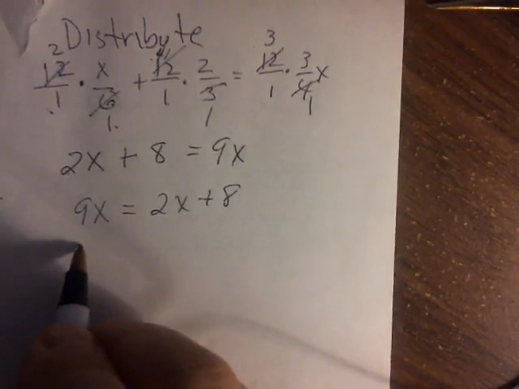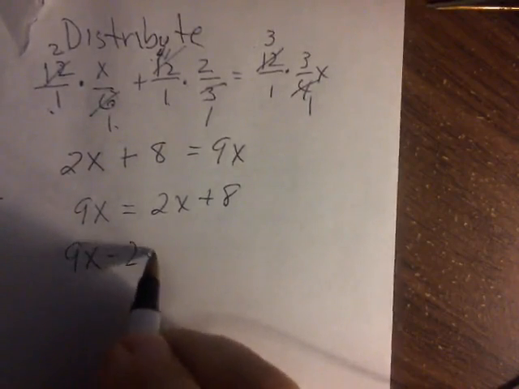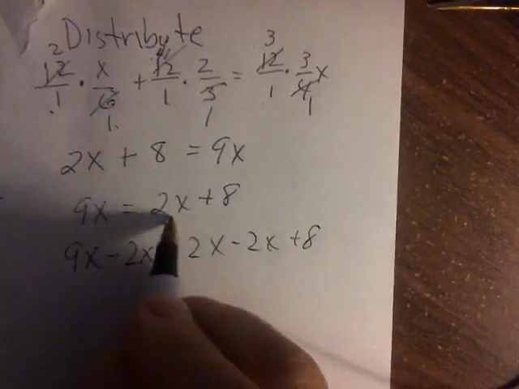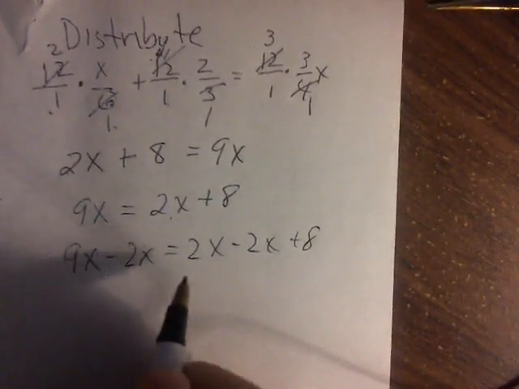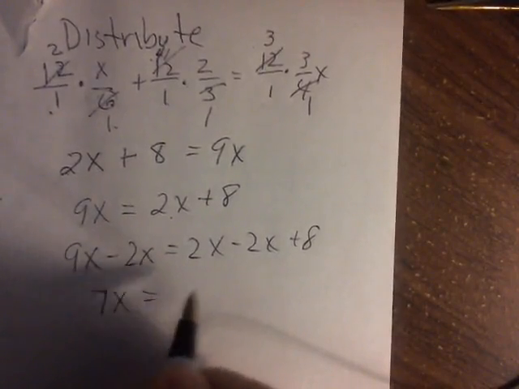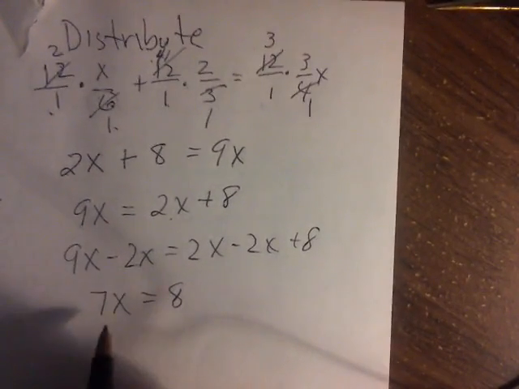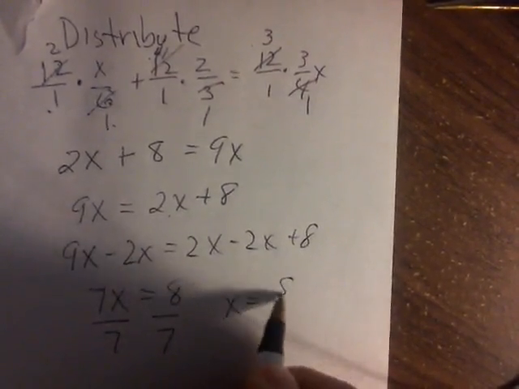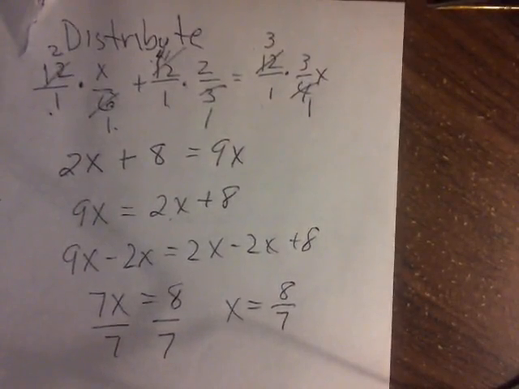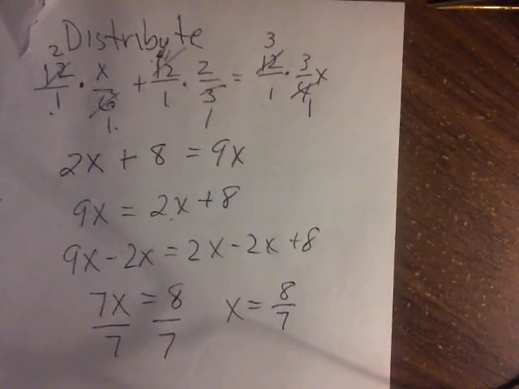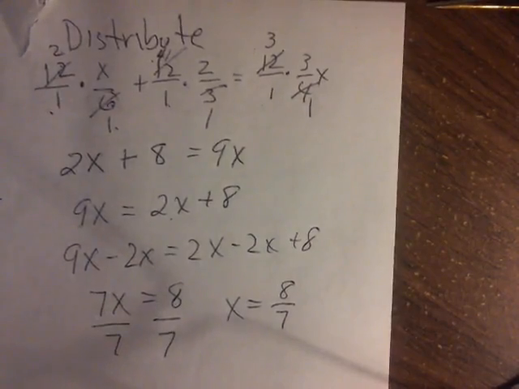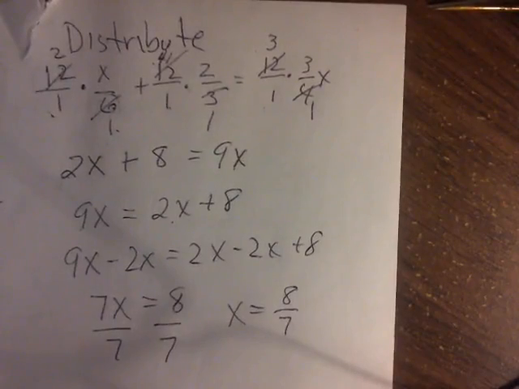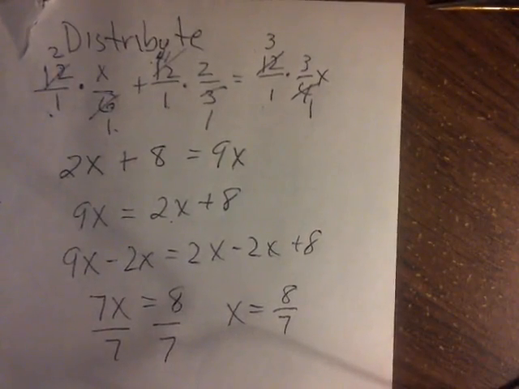So I interchange sides, then I subtract 2x from both sides to take this 2x over here. This becomes a 7x, this becomes a 0, and that's an 8. Then I divide both sides by 7 to get x equals 8 sevenths. Okay? So, don't be afraid of the fractional equations. Don't be afraid to try them. Just go ahead and get it done. Figure out how to do it.